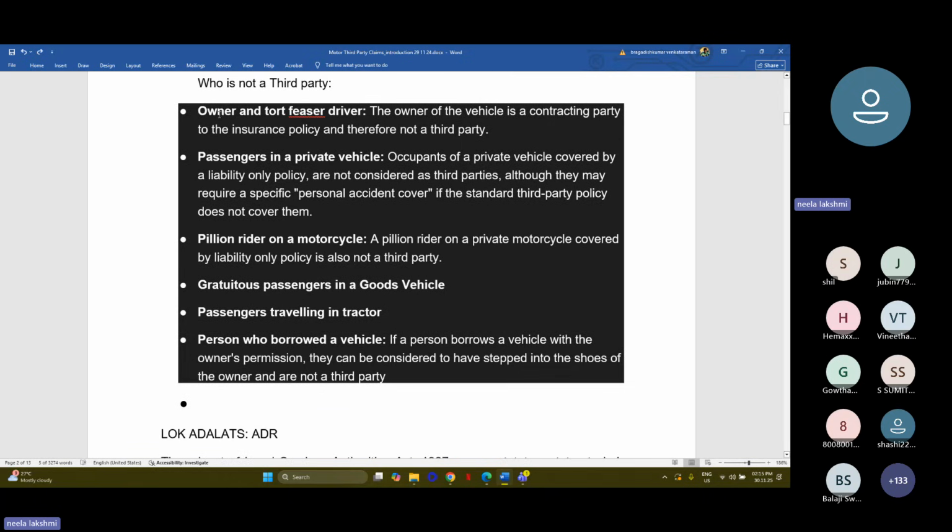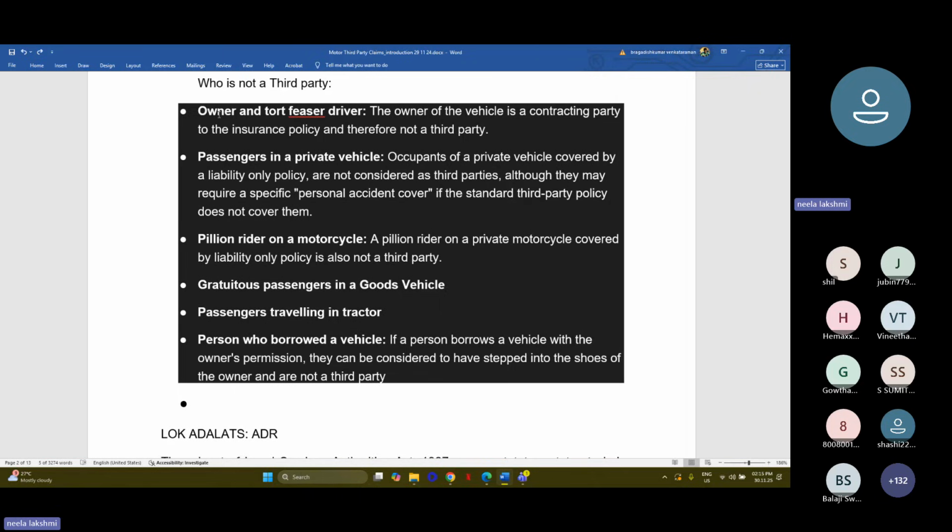Owner of the vehicle. Owner of the vehicle is the first party. He is our insured and he is not the third party. It is very important. Next one, the tortfeasor driver. That means who does the wrong, because of whom the accident happens. He is a tortfeasor driver. For his own negligence, he cannot file a claim petition. So, owner cannot become a third party.